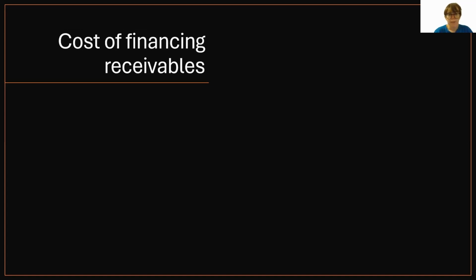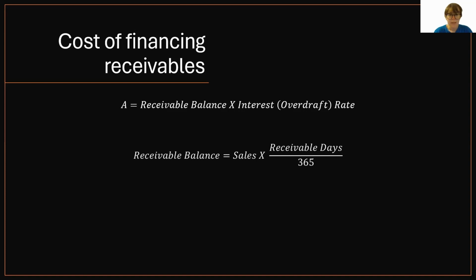So how can receivables be financed then if we are not getting upfront payment? So receivable balance multiplied by our interest rate. And this can be calculated through our receivable balance being equal to our sales multiplied by our receivable days divided by the 365 days in a year.